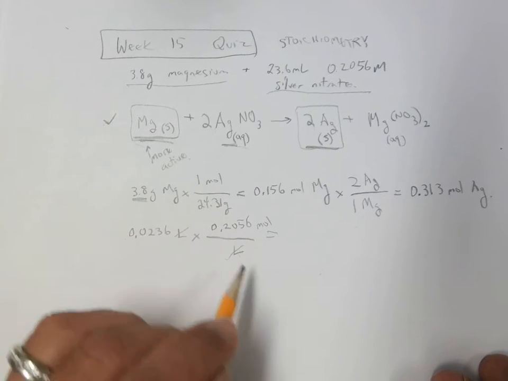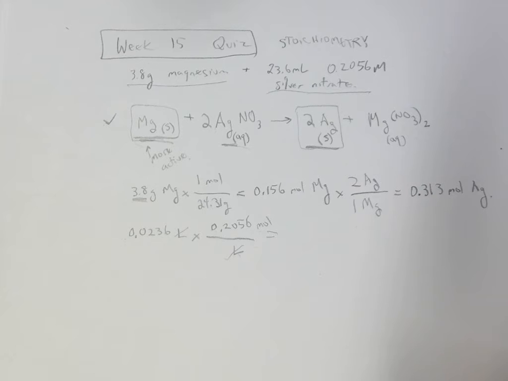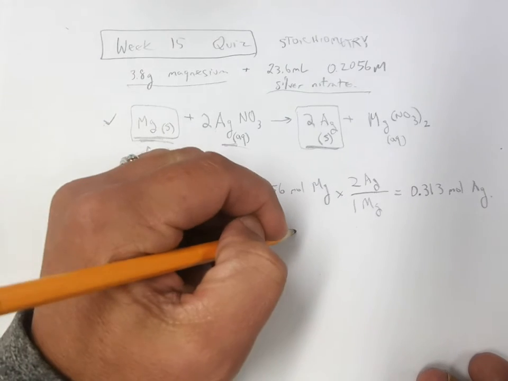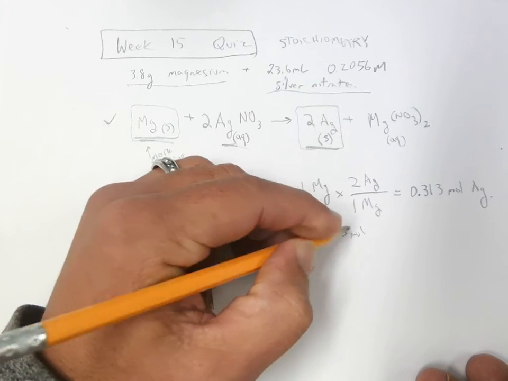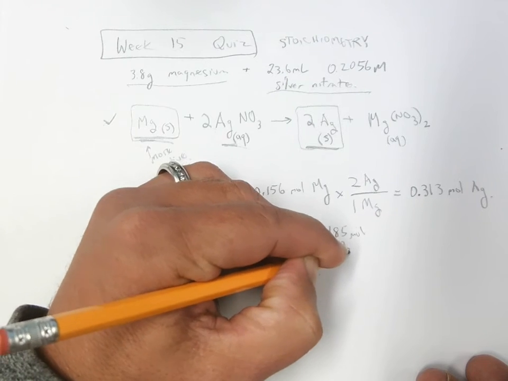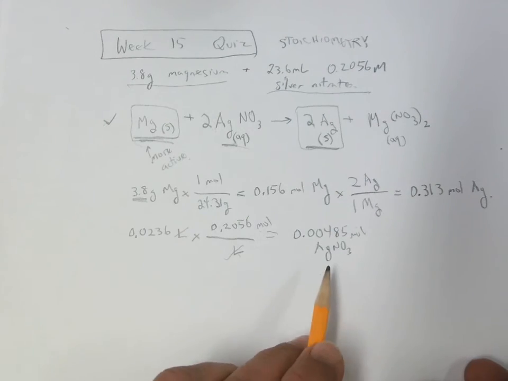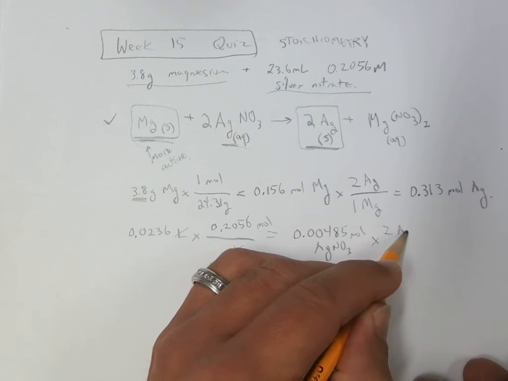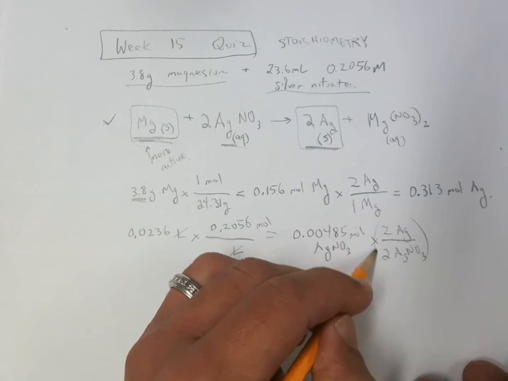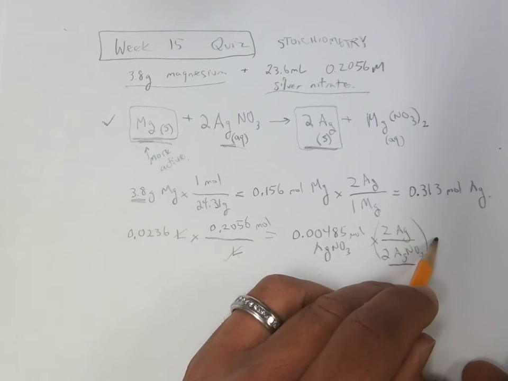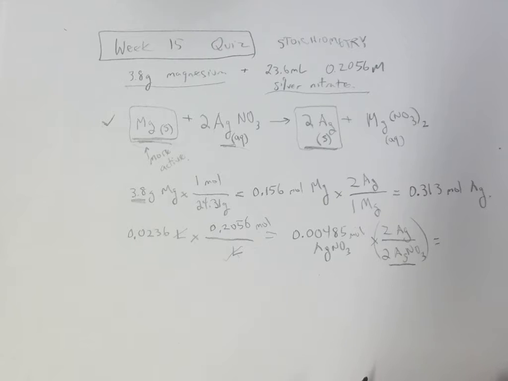Molarity times volume is number of moles, and if we had 0.0236 liters times 0.2056 moles per liter, we find out we have a small amount, 0.00485 moles of the silver nitrate, and then we get 2 silvers for every 2 silver nitrates. Those are the parts of the balanced chemical equation we use to build the mole ratio. And I'm not going to do this on my calculator, times 2 and divide by 2.